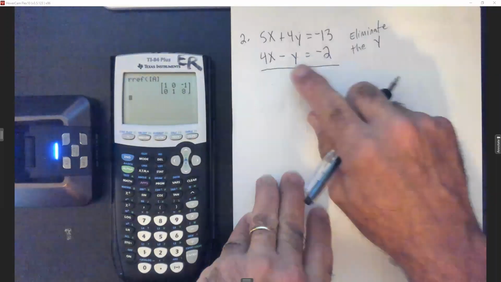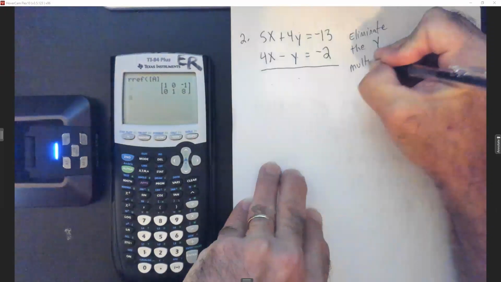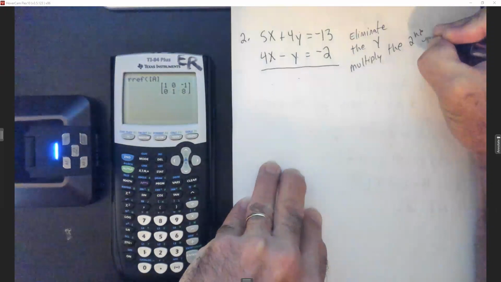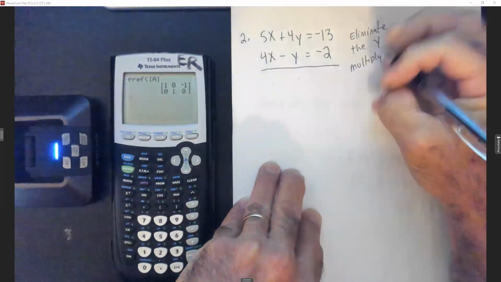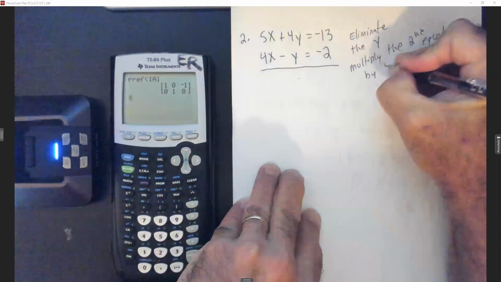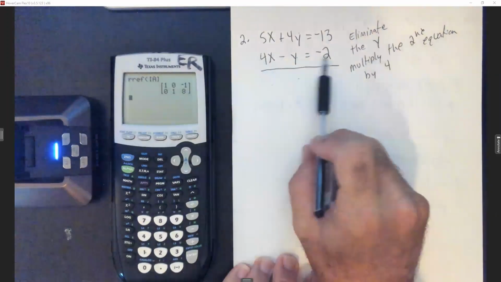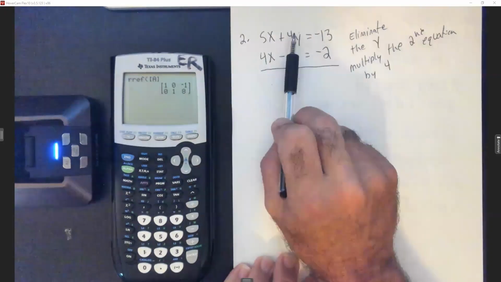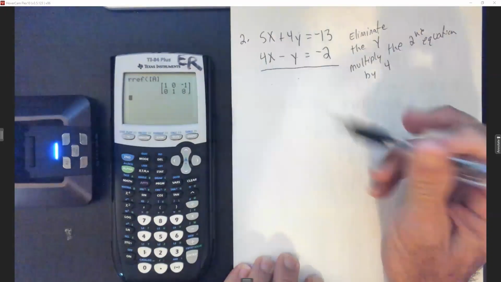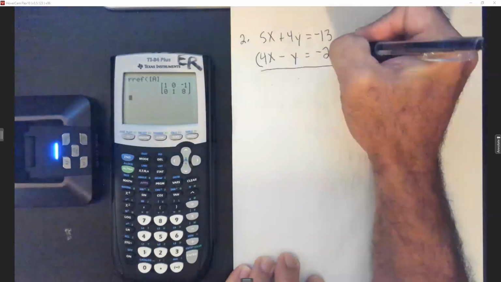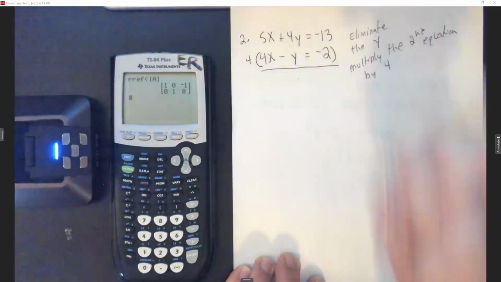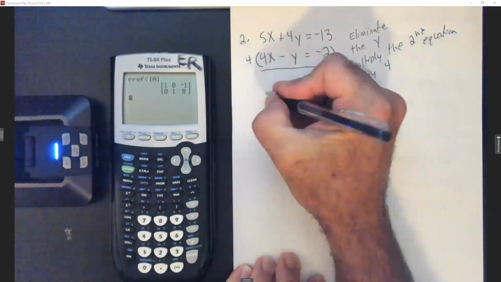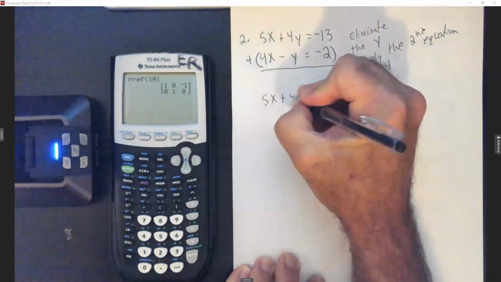So let me tell you what I'm going to do. I'm going to multiply the second equation by 4. If I multiply this whole second equation by 4, that'll then make that a negative 4y, and the negative 4y will cancel with the positive 4y. So we're going to take the whole second equation and multiply by 4. So let me rewrite my first equation. I had 5x plus 4y equal negative 13.